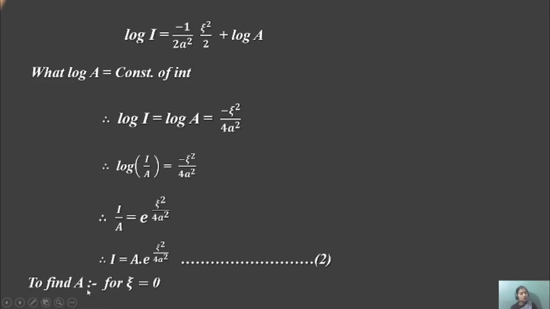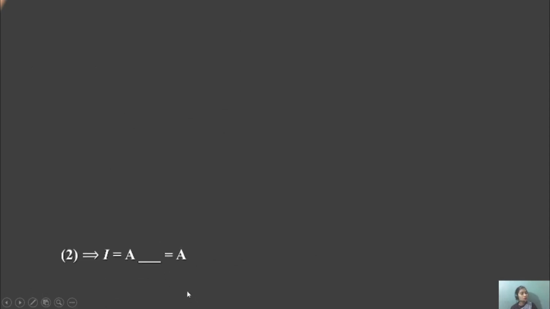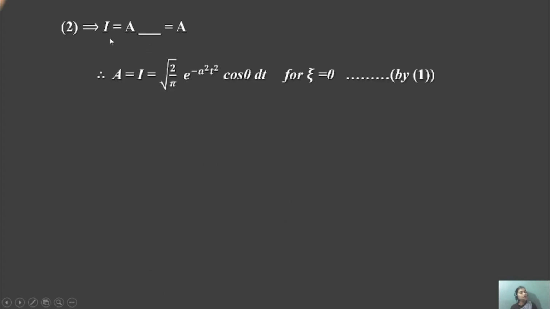To find the a, for ξ equals 0, if the value is obtained as a, then I equals a. That means I equals a equals square root of 2/π integral of e to the power -a²t² cos(ξt) dt. For ξ equals 0, ξ is an angle, giving cos 0, and cos 0 equals 1. Then square root of 2/π integral from 0 to infinity of e to the power -a²t² dt is generated.